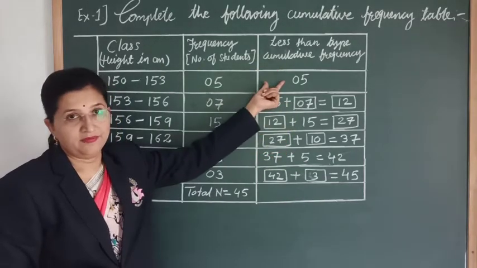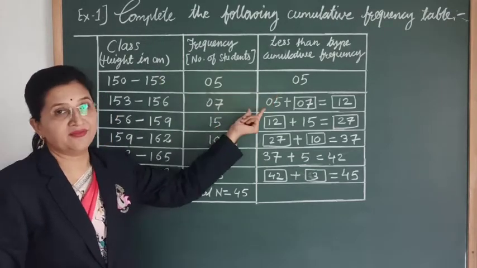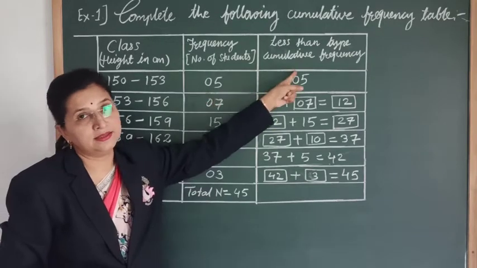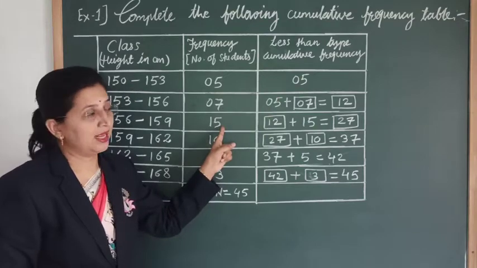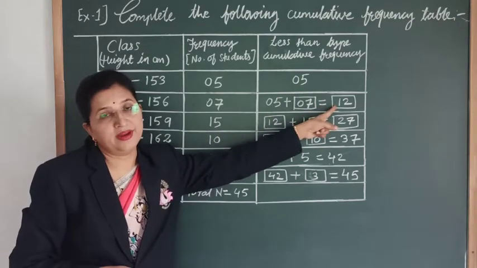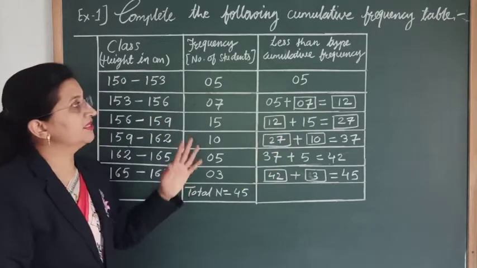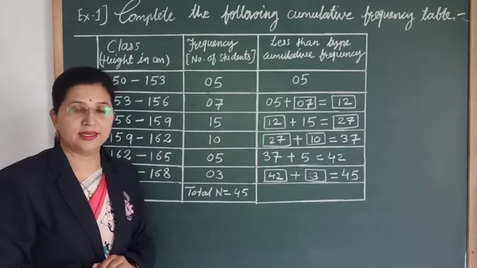The frequency of the first class will be as it is. Then to write the cumulative frequency of the second class, it will be the frequency plus the cumulative frequency of the previous class. In the same way, the frequency of that class plus the previous cumulative frequency. In this way, we can complete the frequency table of less than type. I hope it's clear to you.